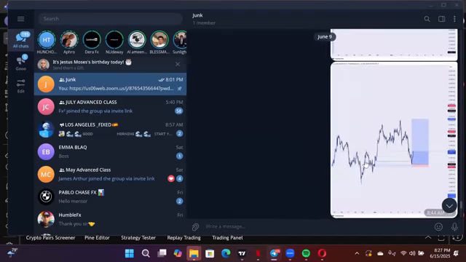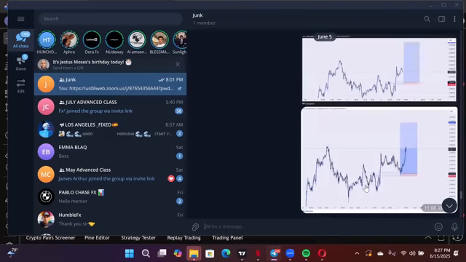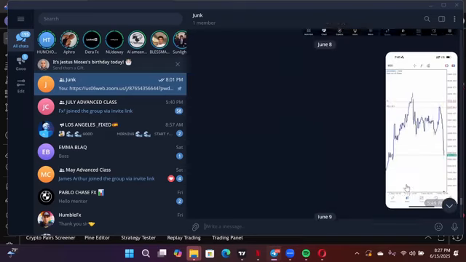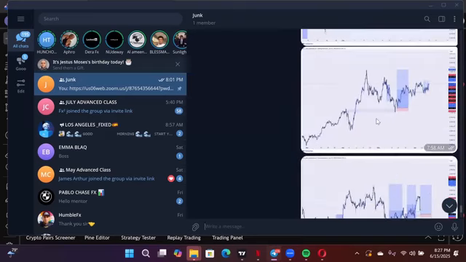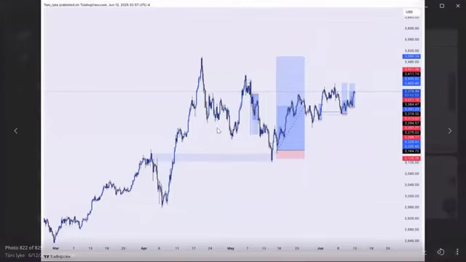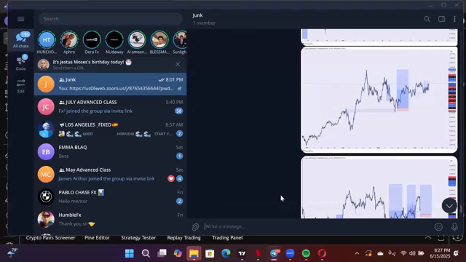My long-term buy was from, well, this was my long-term buy from this 4 hours breaker. Now pay attention, my long-term buy covered this entire zone, and you will know why it covered that zone.